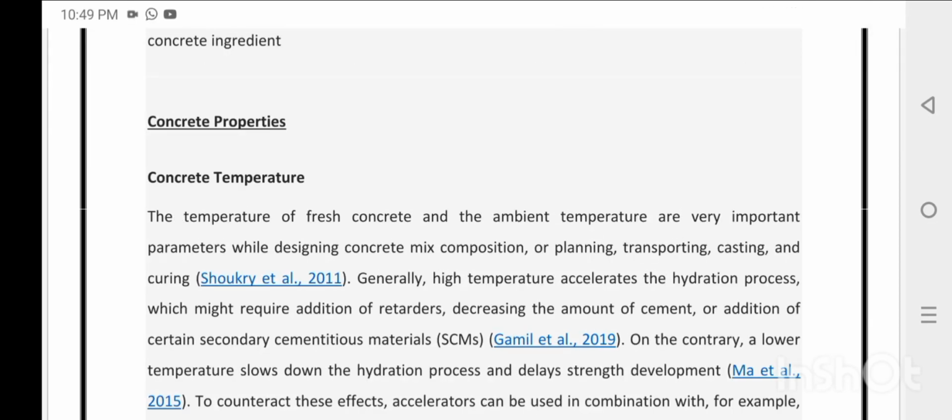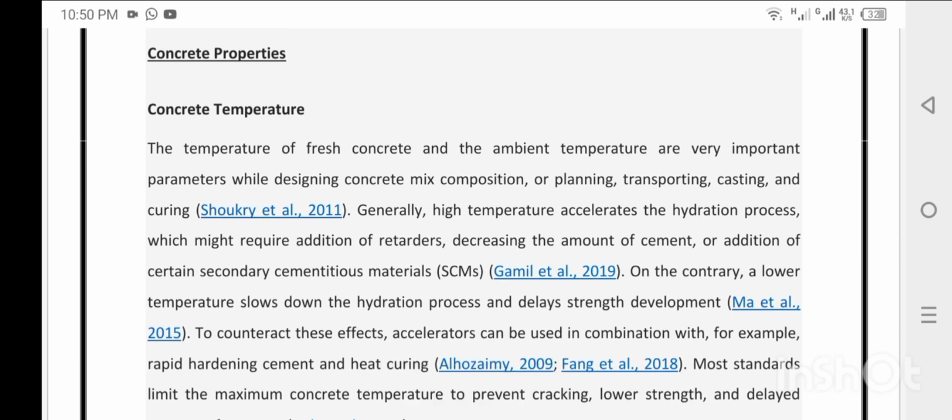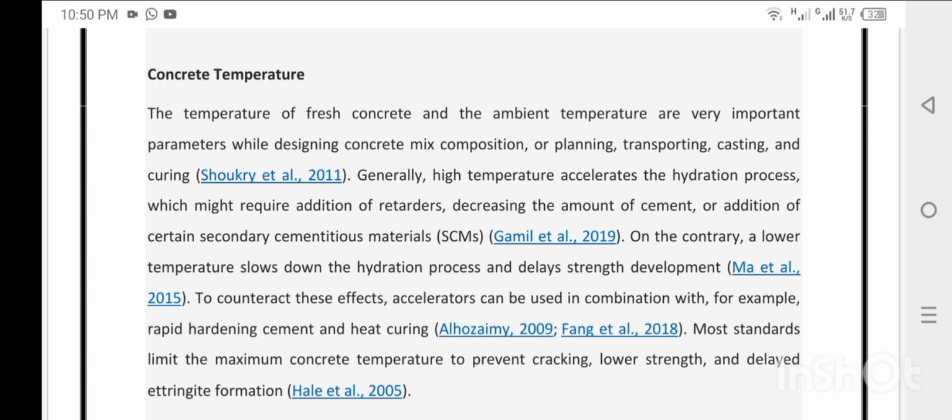Now, concrete properties include the concrete temperature. The temperature of fresh concrete and the ambient temperature are very important parameter while designing concrete mixture or planning, transporting, casting, and curing. Generally, high temperature accelerate the hydration process, which might require addition of retarder, decreasing the amount of cement and addition of certain secondary cementitious materials. On the contrary, a lower temperature slows down the hydration process and delays strength development.